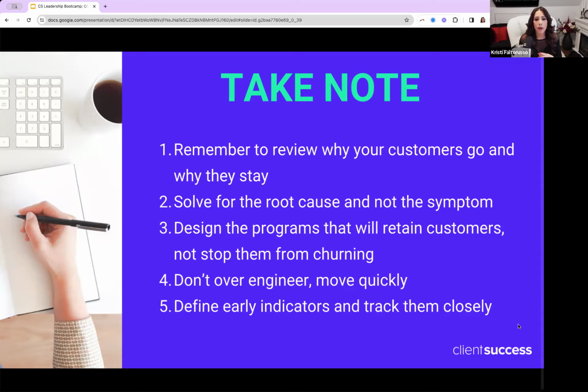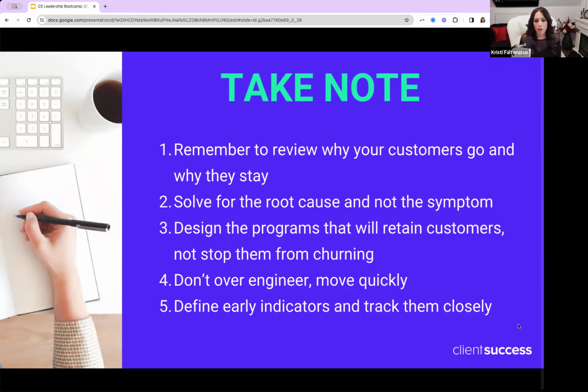Design programs that are going to help retain your customers, not stop them from churning. Just think about that for a second, right? Focus on programs that will retain your customers, not stop them from churning. We don't want to solve for right before you walk out the door. No, I want to solve for the things that are going to make you so happy and so successful that the idea of leaving us is not even a thought.